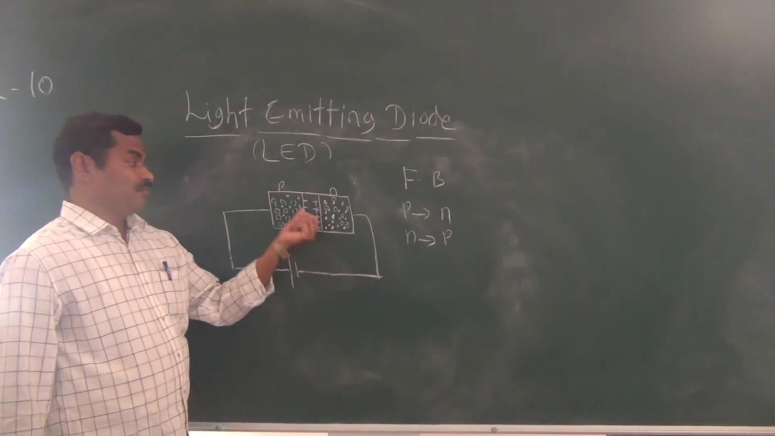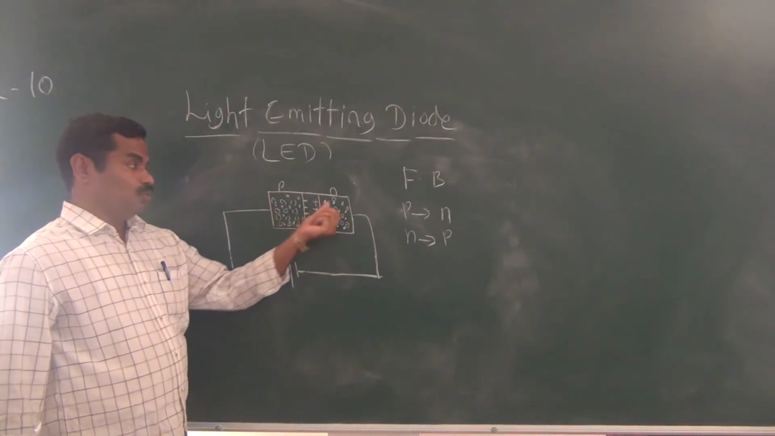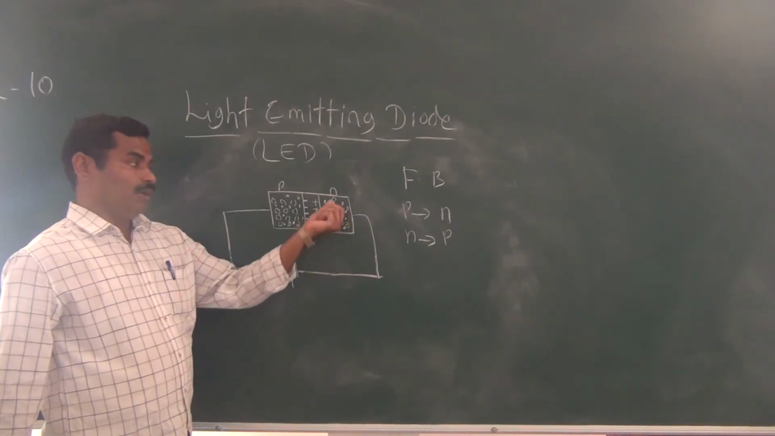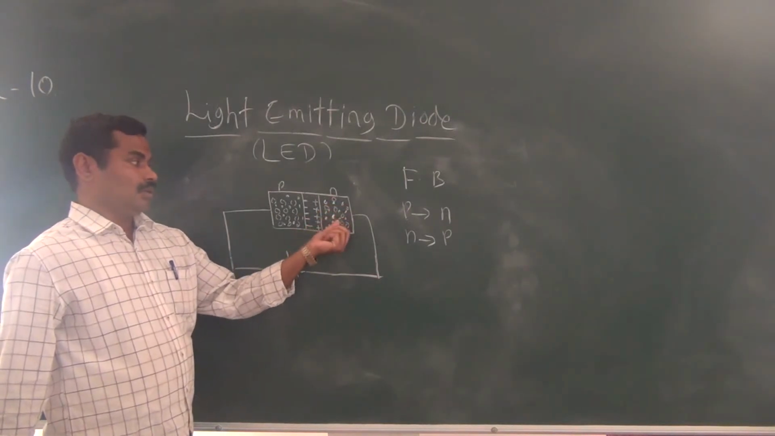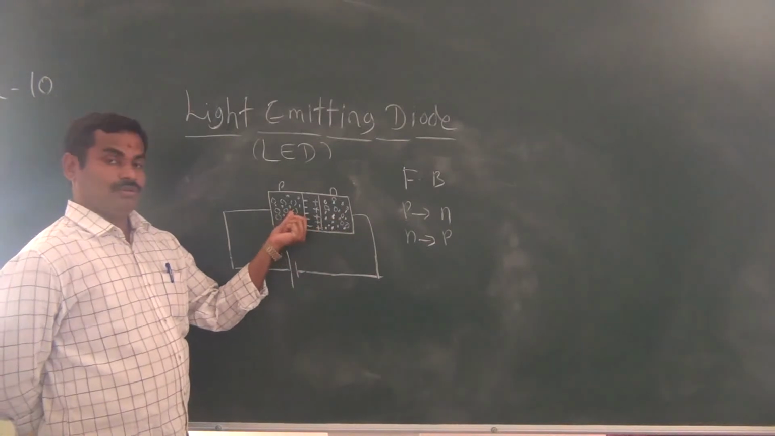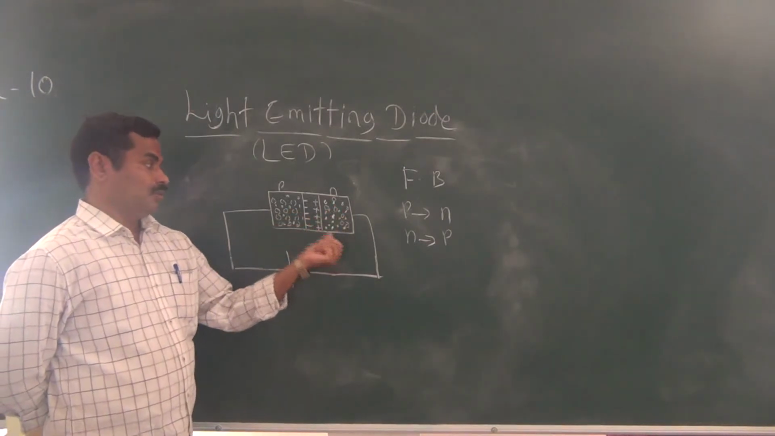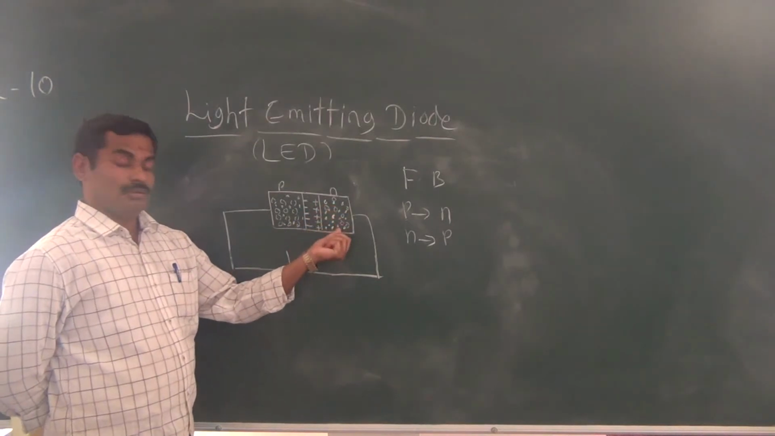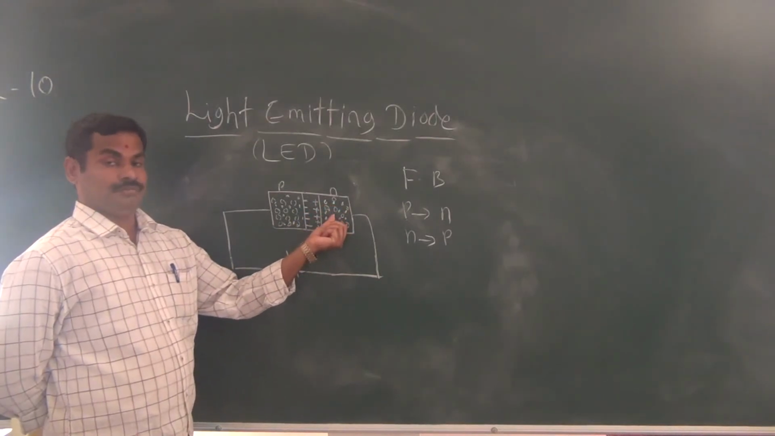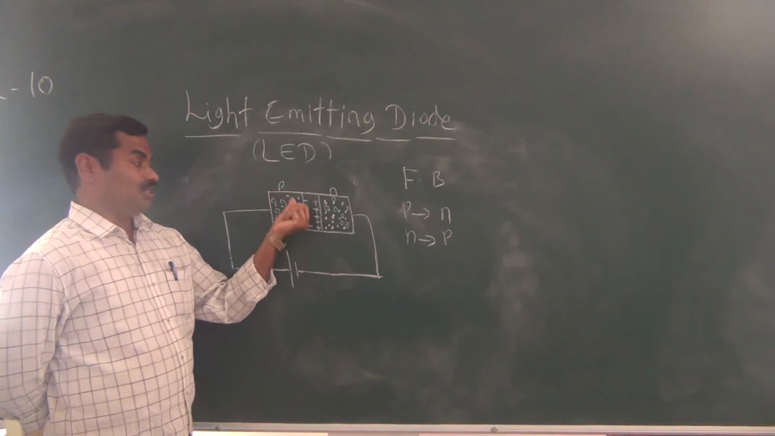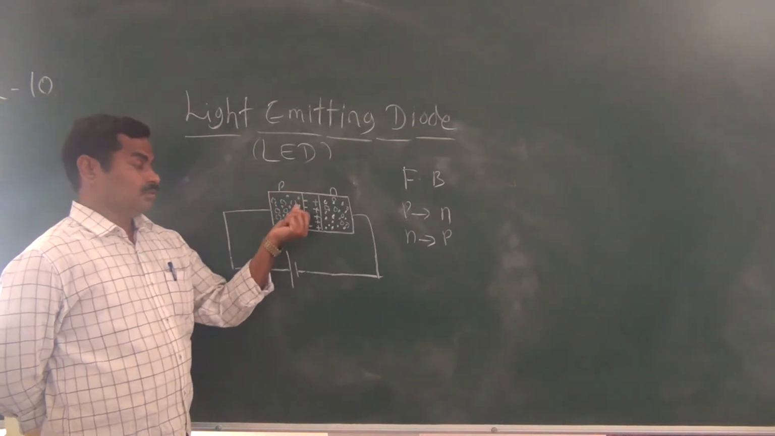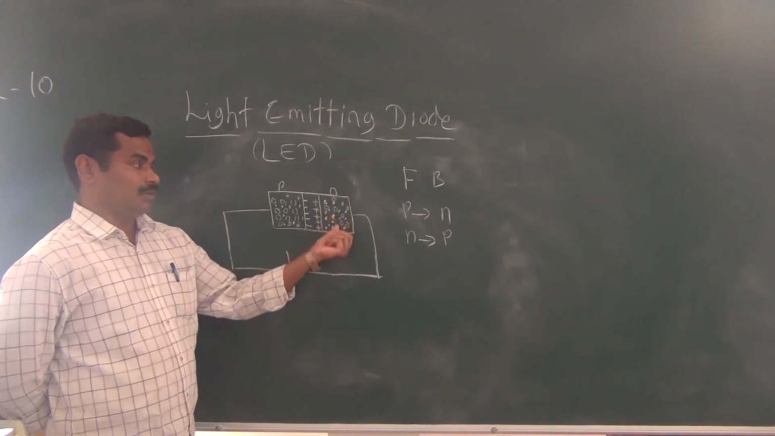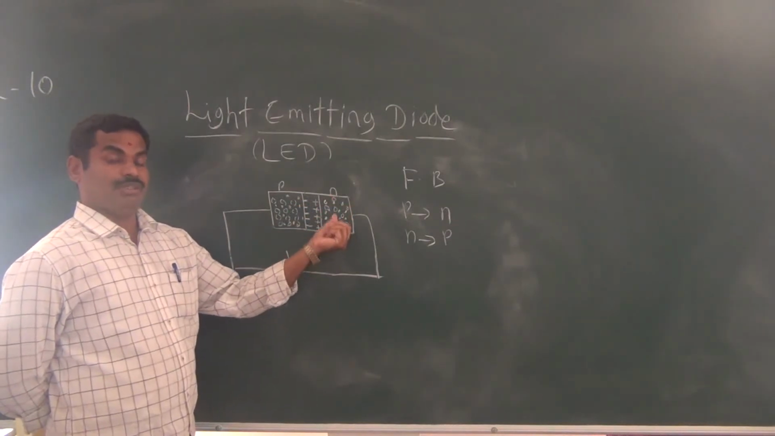Whenever the holes move towards the N side, what will they do? They will recombine with the majority carrier, the electron. This hole is the majority carrier in the P side, but it is a minority carrier in the N side. This hole will recombine with the electron, the majority carrier in the N side.